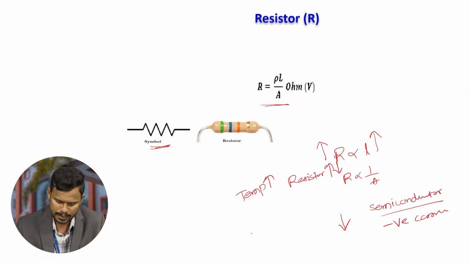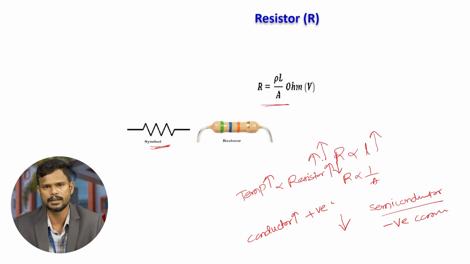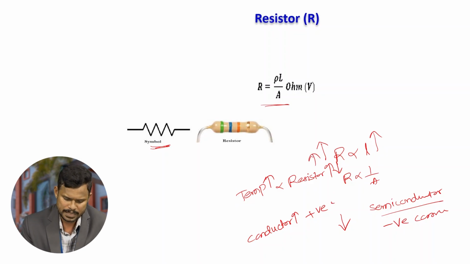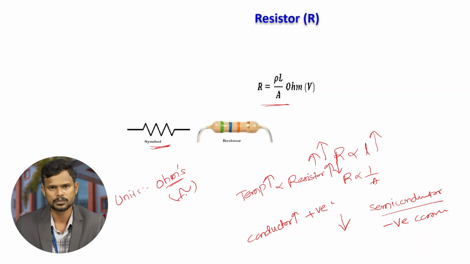All conductors have a positive temperature coefficient, directly proportional to the resistance value. If the temperature increases, the resistance value also increases. The unit of resistance is ohms. Ohm is a scientist's name, and this is the symbol for ohm. A resistor opposes the flow of charge and dissipates the electrical energy in the form of heat.